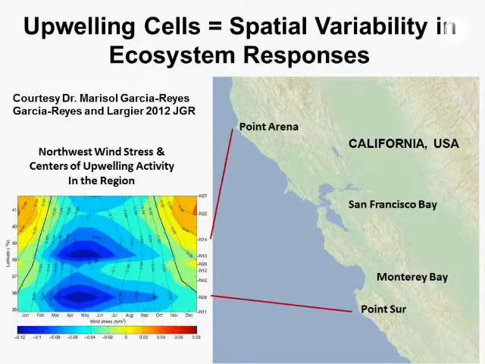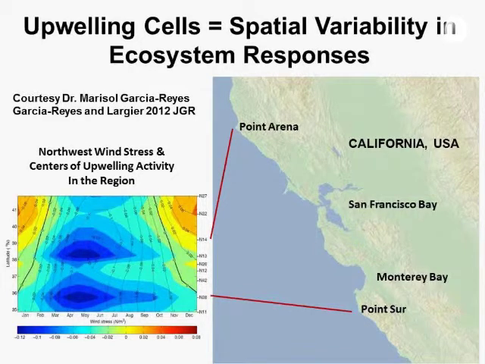Another complexity here, coming back to this idea that upwelling occurs at distinct locations along the coastline. It's not everywhere. It occurs at these coastal promontories. So we have lots of spatial variability in the environment. Again, this very dynamic, this very intricate system, if you will. And so there's going to be a lot of variability in ecosystem responses.